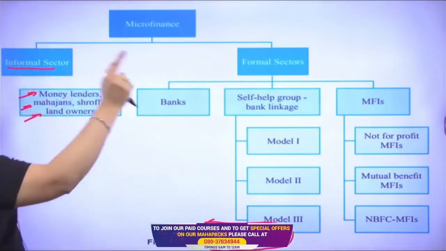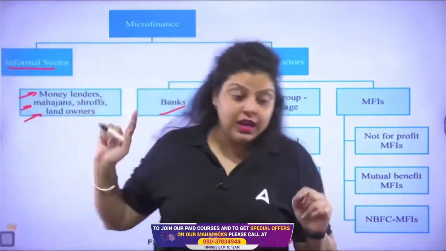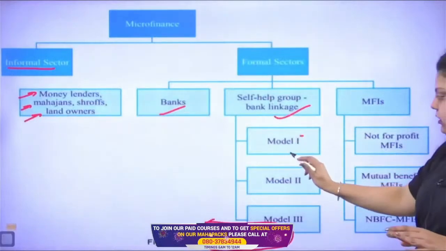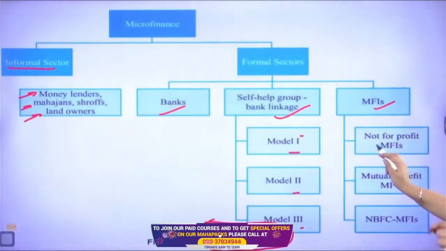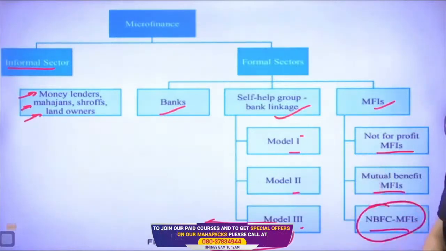But when we talk about the formal sector, we have banks. Then we have self-help group bank linkage, which has 3 models: 1, 2 and 3. Then we have microfinance institutions. There are 3 types: not-for-profit microfinance institutions, mutual benefit microfinance institutions, and NBFC microfinance institutions, and they are regulated by RBI. So this flow chart is very important. Do remember.